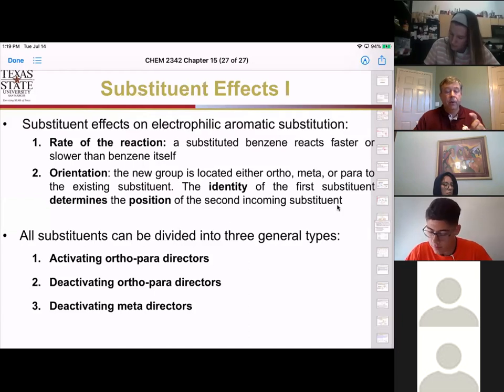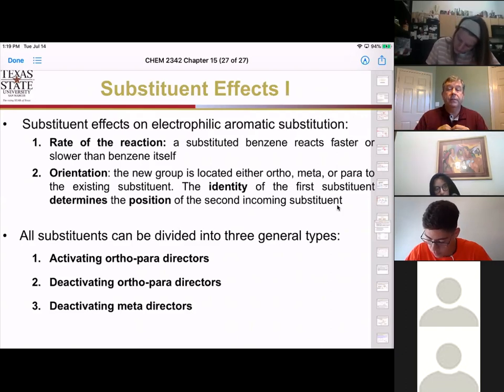Okay, on benzene itself, it didn't matter. All 6 sites are exactly the same. Now that you have something on there, you have to say, is it going to go next to it? Is it going to go ortho, which is the 1, 2? Is it going to go meta, the 1, 3, or para, the 1, 4? So now you have to figure out exactly where it's going to go. And that's the orientation effect of the substituent, okay?